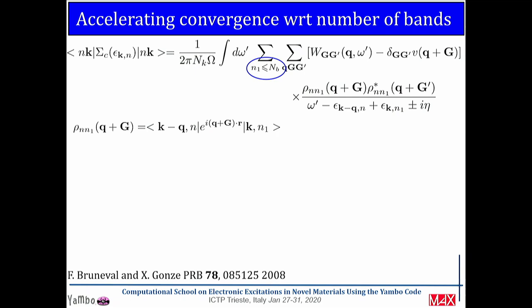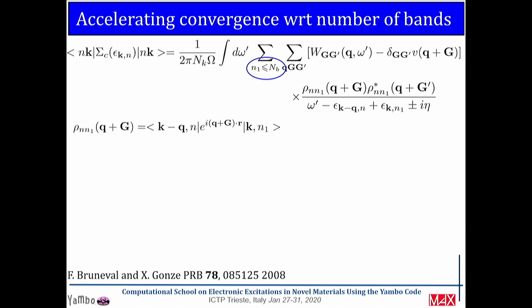When calculating the self-energy here, we have a summation over unoccupied bands. This could be very painful. I mean, you have to calculate many bands in your summation. This means also that you have to perform non-self-consistent calculations with many bands. Many bands could be thousands of bands.